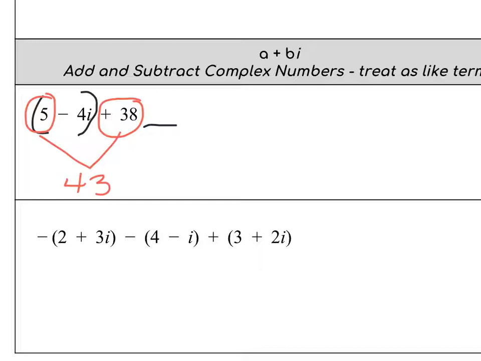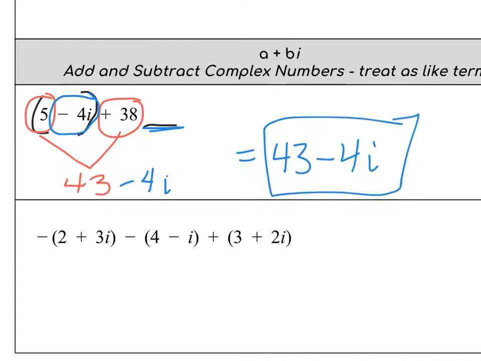And then for our imaginary numbers, we didn't have an imaginary number in the second complex number. We just had the 0i, so the only imaginary component we have is negative 4i. So our answer to adding these two together is 43 minus 4i.